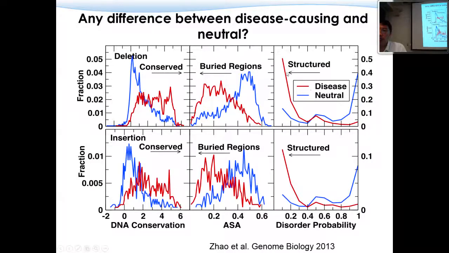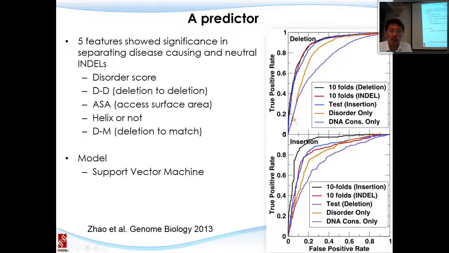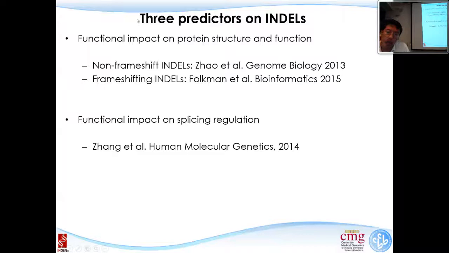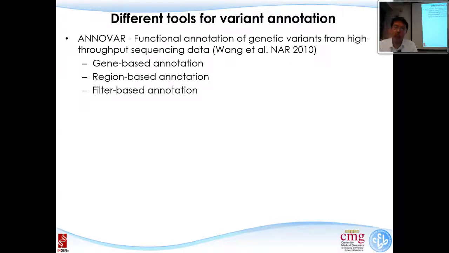So you can see a very clear difference: disease-causing variants or indels tend to be located in the structured regions compared to the other ones. After putting these together, we were able to develop a very good predictor to identify the important small insertions and deletions. This work was published a couple of years ago. We published a couple of papers in this area, and I'm not going to go into too much detail.